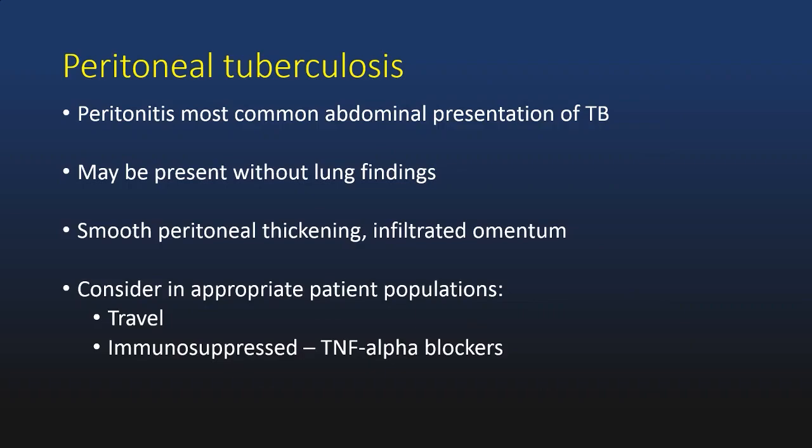You should think about it when you see diffusely smooth peritoneal thickening and infiltrated looking omentum, especially in appropriate patient populations such as patients who have had a travel history or in immunosuppressed patients, particularly those on TNF alpha blockers such as in Crohn's disease.